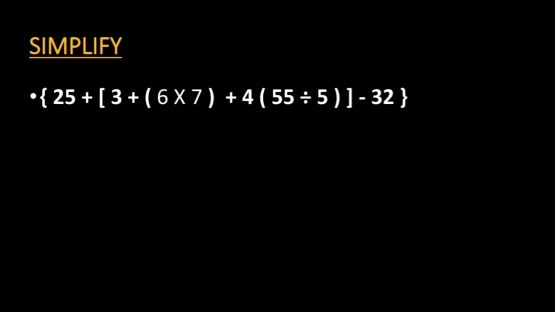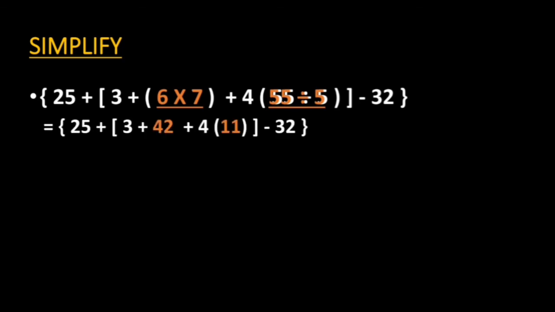25 plus of 3. So here we have the next problem. Now first what we will be doing, we will be simplifying the parentheses. Here we have two parentheses. The first one is 6 into 7. The second one is 55 divided by 5. In the next step, in place of 6 into 7, we will be writing 6 sevens are 42. And in place of 55 divided by 5, we will be writing the quotient, that is 5 elevens are 55. In place of 55 divided by 5, we will write 11.